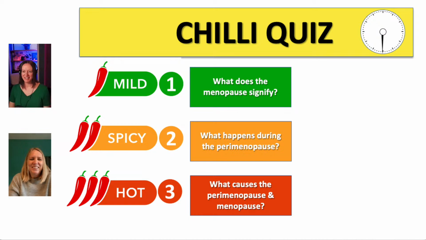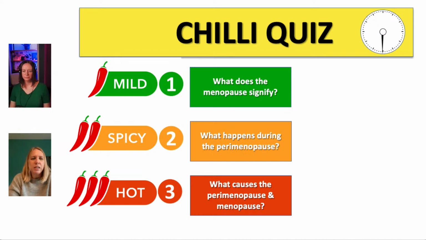I'm going to go mild. Okay, start with the mild. Yeah, go for it. What does the menopause signify? Okay, so the menopause signifies the end of a woman's fertility, so the stopping of her periods. So meno means menstruation, pause means stopping. So stopping menstruation, no longer fertile, can't have babies anymore. Well, that sounds like a lovely answer and very clear. Thank you, Liz. That's good.